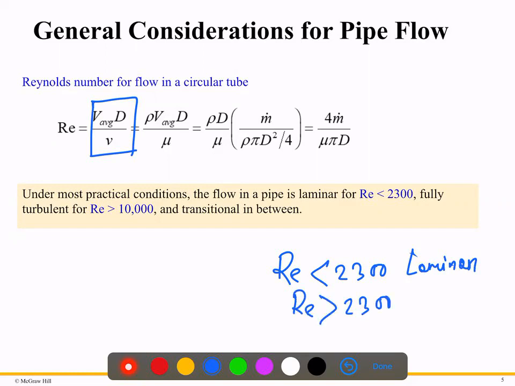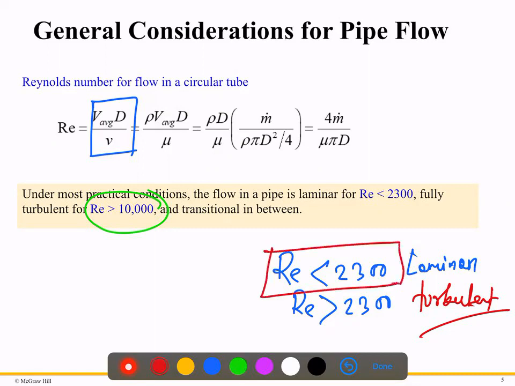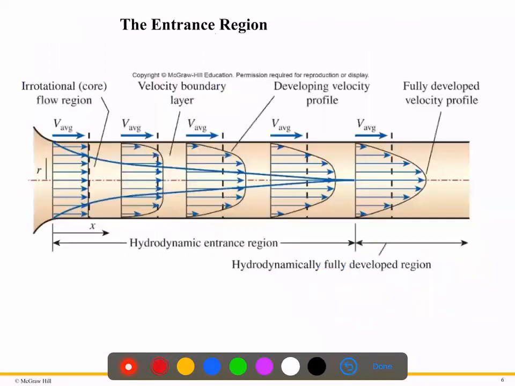at this point, transition starts, but usually there are some different opinions. We can say this is turbulent, or some people say it is transitional. Here it says greater than 10,000, it is fully turbulent. That means it is highly turbulent, kind of chaotic. So just keep in mind only this information: if the Reynolds number is less than 2300, then we will say this is laminar flow.